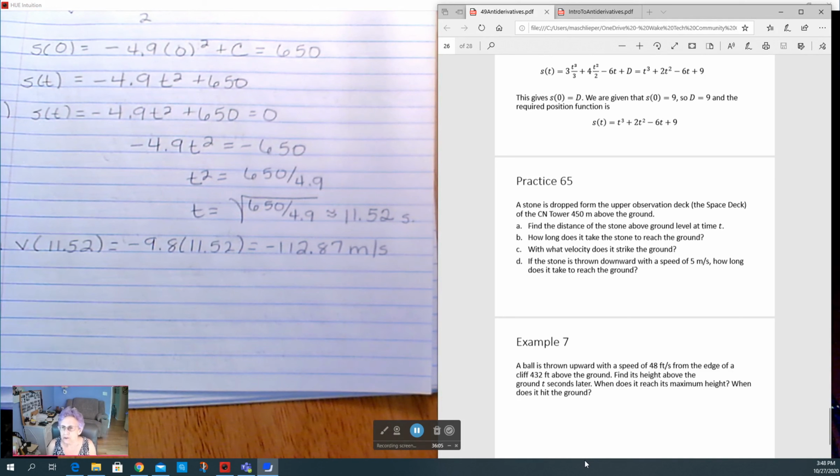If the stone was thrown downward at a speed of 5 meters per second, how long does it take to reach the ground? So I'm going to let you figure that out, and then we'll come back and compare.